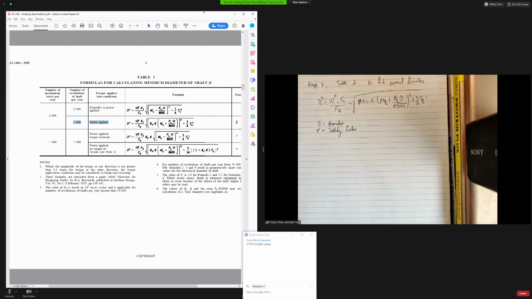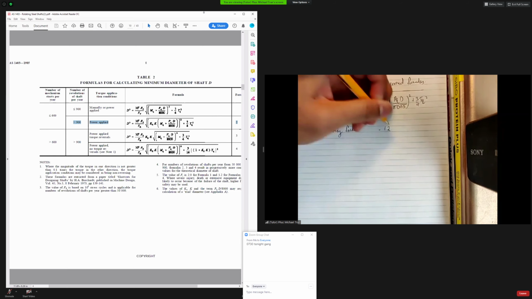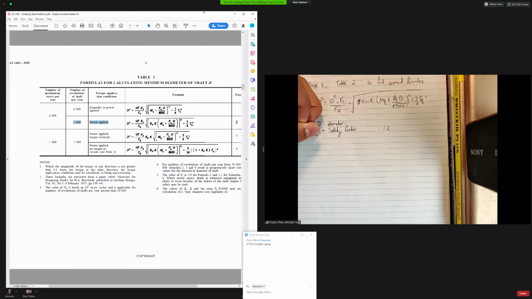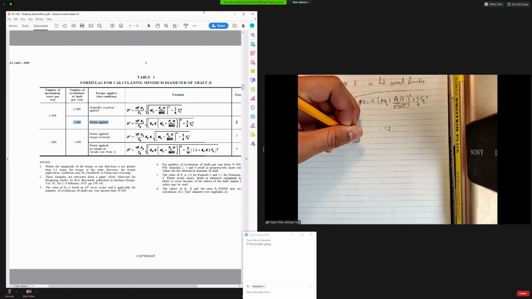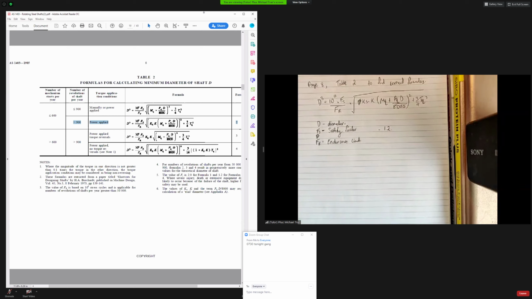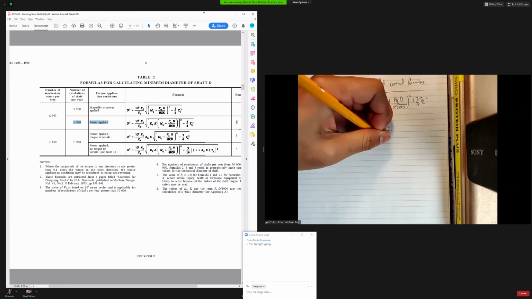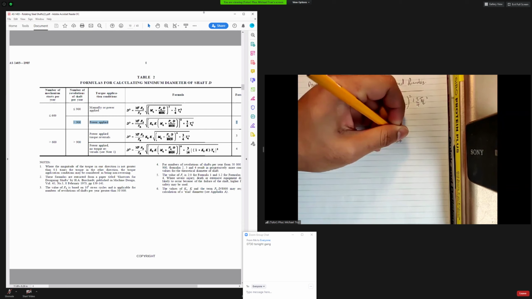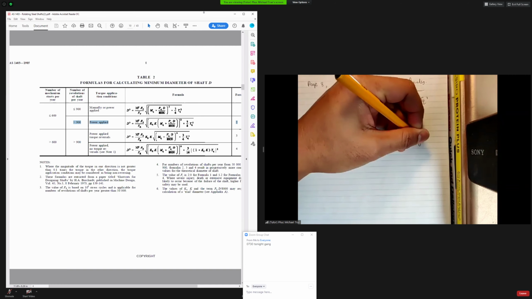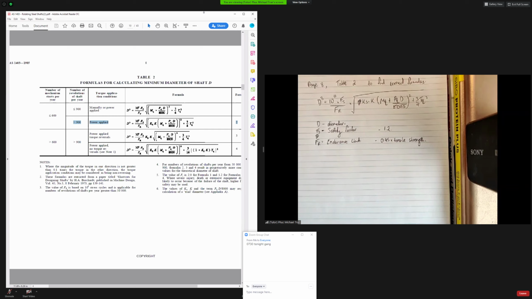And what was the safety factor we've been using for the past couple of tutorials? It's 1.2. FR is going to be your endurance limit. Endurance limit depends on the tensile strength of the material of your shaft. So once we pick a material, you can get that value.